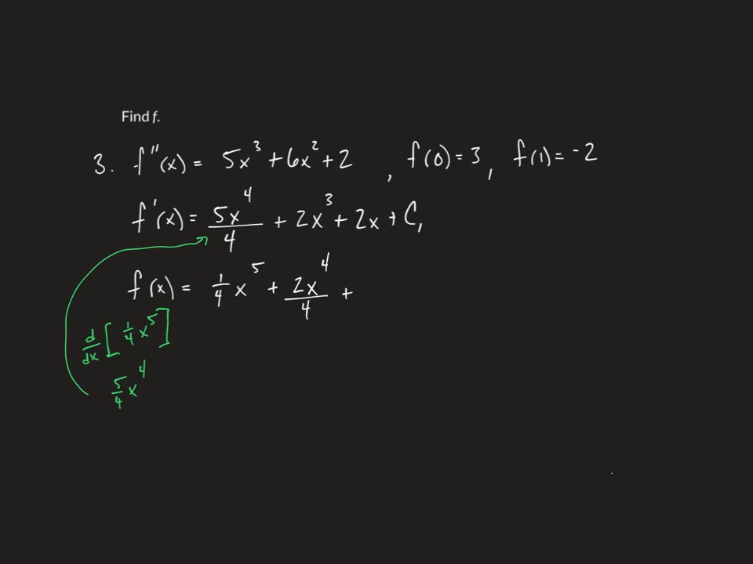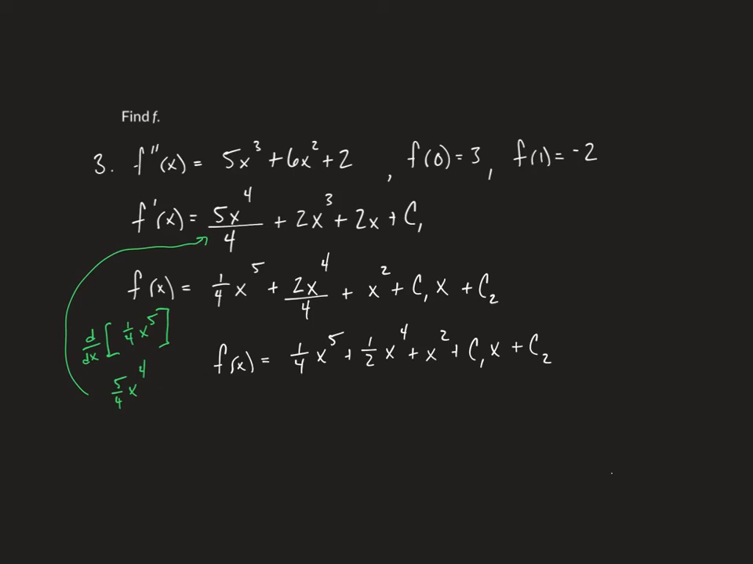Okay, then we're going to have plus an x squared, which is fine because when that 2 comes down it can stay, plus the first constant times x, plus now we have a second constant. I'm going to rewrite this so that it just looks a little neater. So f of x is equal to 1/4 x to the 5th plus 1/2 x to the 4th plus x squared plus the first constant times x plus the second constant. And that is the general form for our original function.